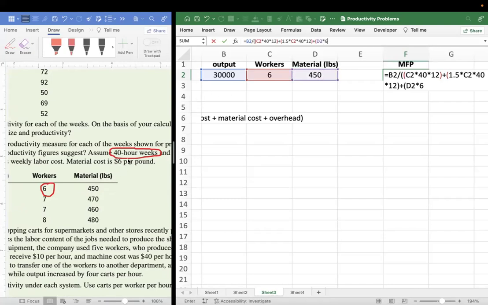So I will manually enter here 6, and that's it. So we are done with this whole calculation. Now, before I hit enter, let me explain it one more time.